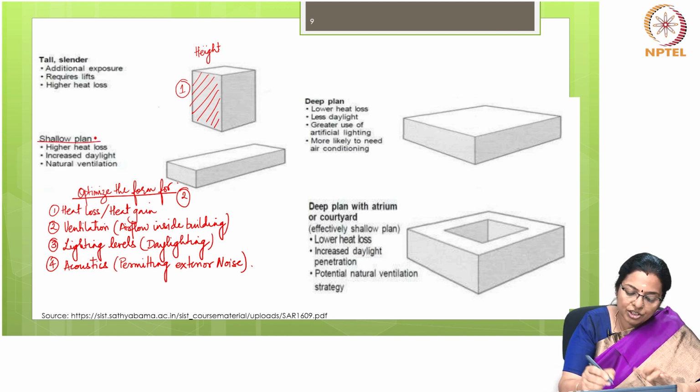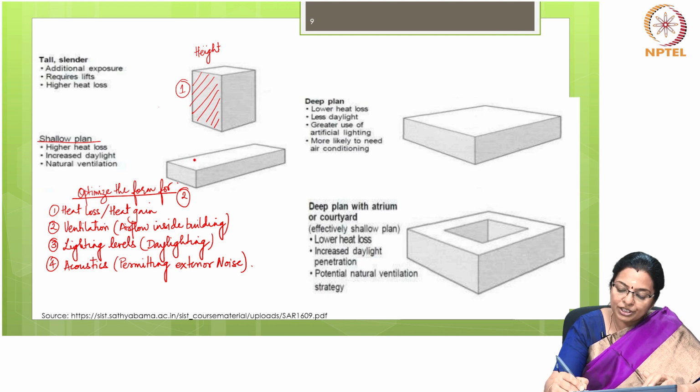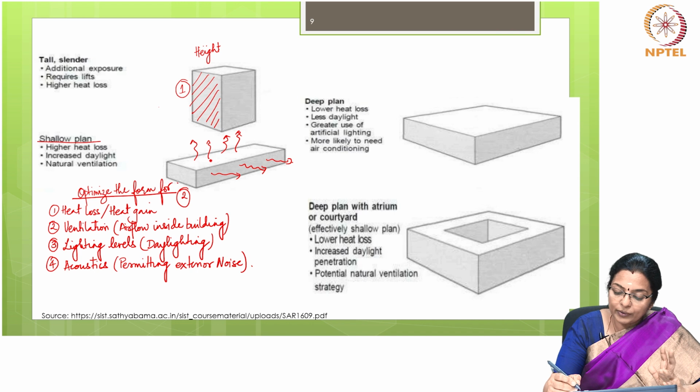So if you look at a shallow plan, there is provision for higher heat loss. There is a possibility of higher heat loss if we are looking at a cold climate. There is adequate daylight, but there is also possibility of ventilation.